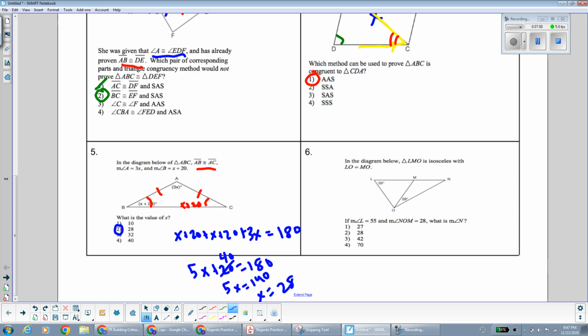Let's check out number 6. We're told that LO is congruent to MO. So in this triangle over here, we do have two equal sides. If a triangle has two equal sides, the angles across from the sides are also congruent. So we have 55 degrees right over here as well. We need to find the measurement of this angle, angle N. These two angles are supplementary. The 55-degree angle and the angle right next to it, they form a linear pair.